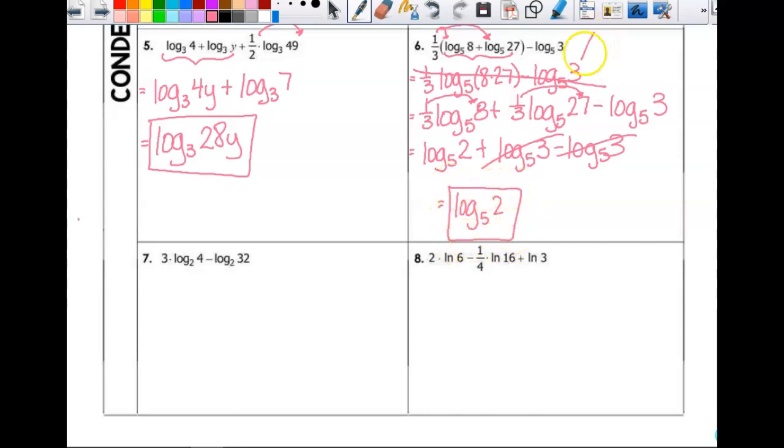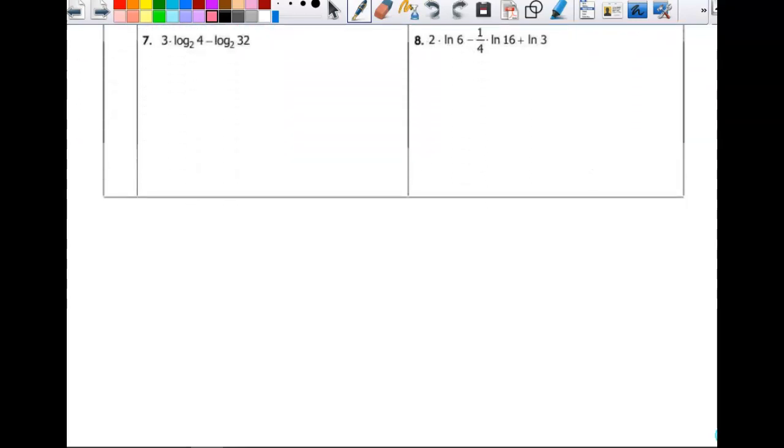Had we gone with this version, our steps along the way would look different, but we'd have the same answer in the end. So it really doesn't matter. I just want you to see that there is more than one way to approach these sometimes. Okay, we good? All right, then you go ahead and you do number 7.